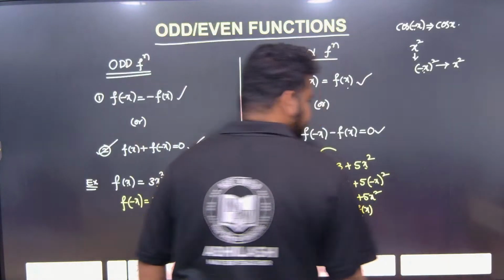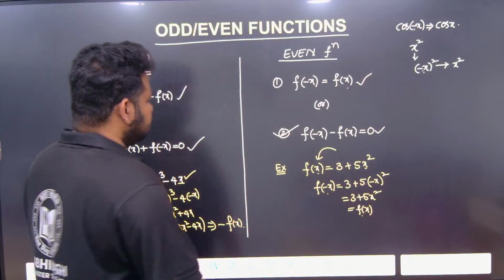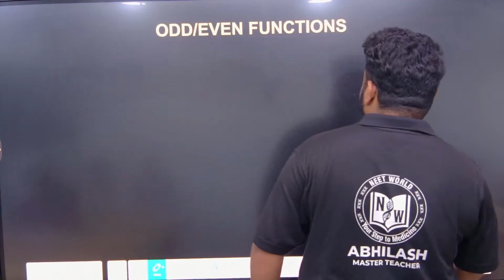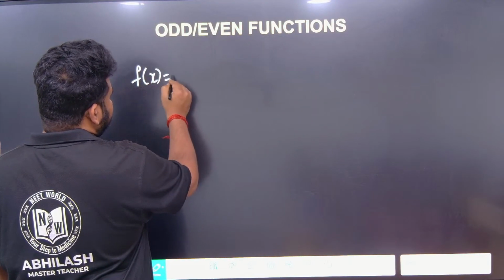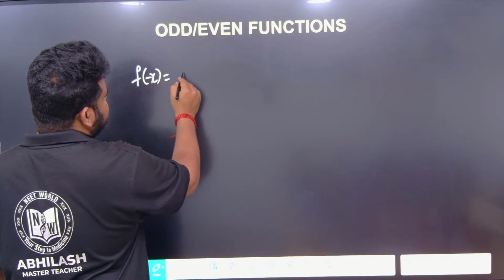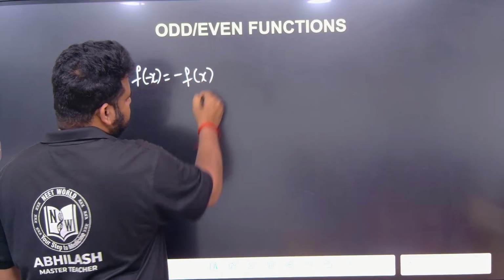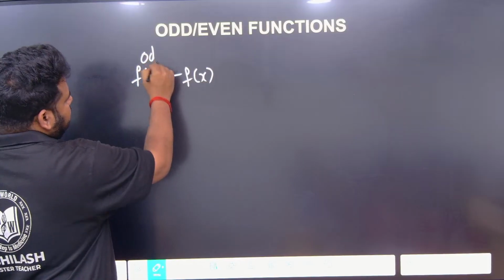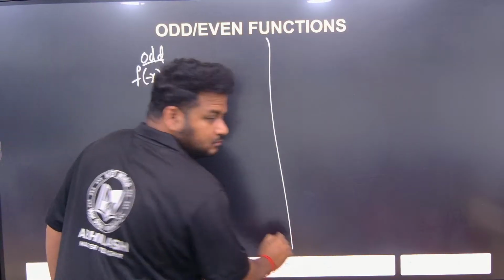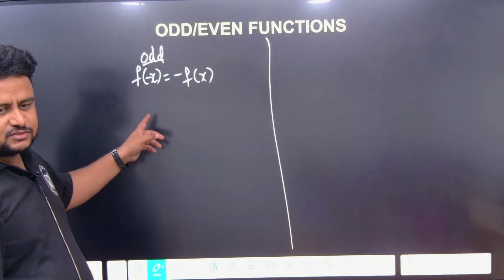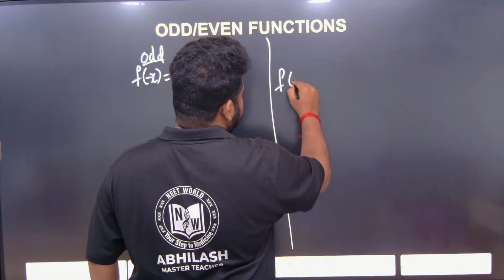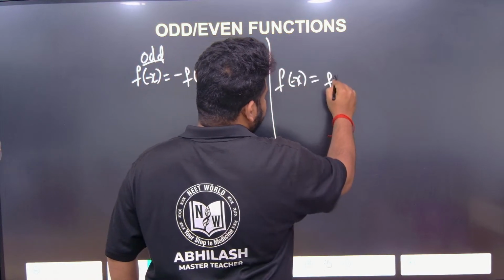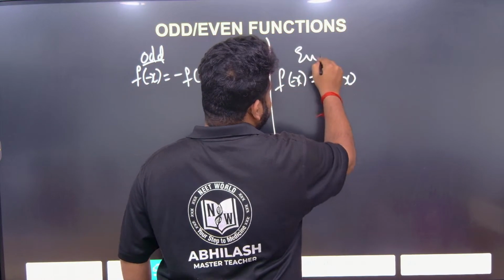Next we will go for odd and even functions. So you can write it here. Odd and even functions: if it is given that f of minus x is equal to minus f of x, this is odd. If f of minus x is equal to f of x, we call it even.